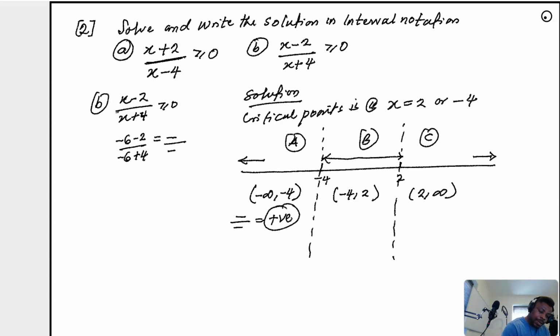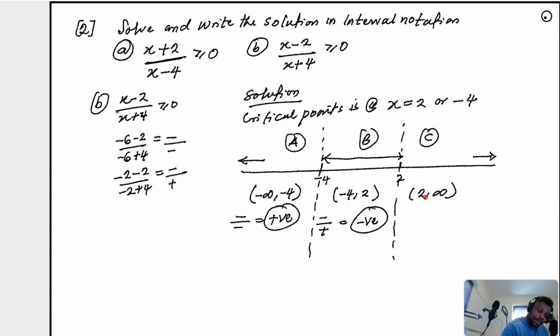Let's go to B. Let's pick a number between minus 4 and 2. We can pick minus 3 or we can pick minus 2. So let's pick minus 2. So x is minus 2. Minus 2 minus 2 over minus 2 plus 4. Minus 2 minus 2, that is negative. Minus 2 plus 4, that is positive. So minus divided by positive, so that is negative. Okay.